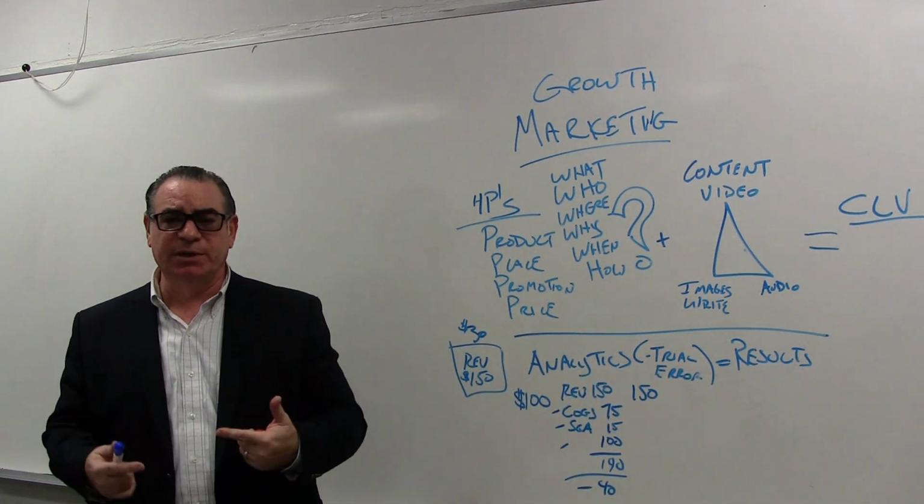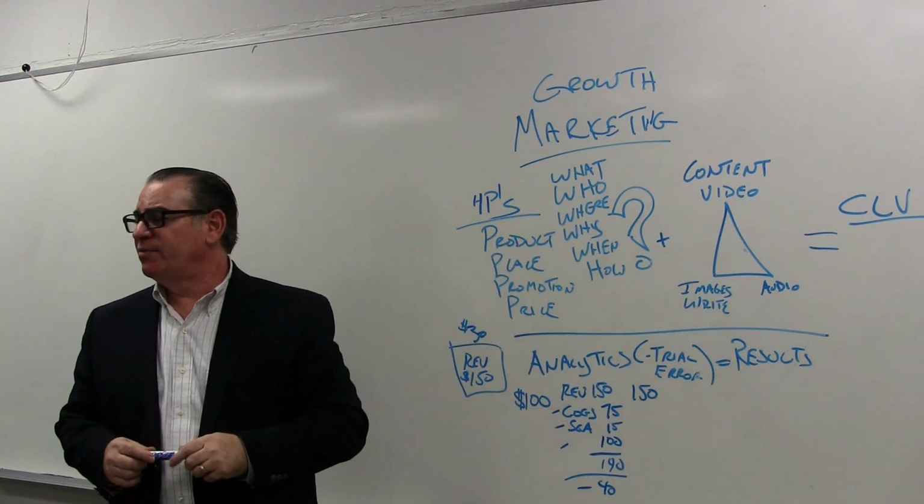So it's a repetitive type list. And you're doing that all to build customer lifetime value. That's really the key.